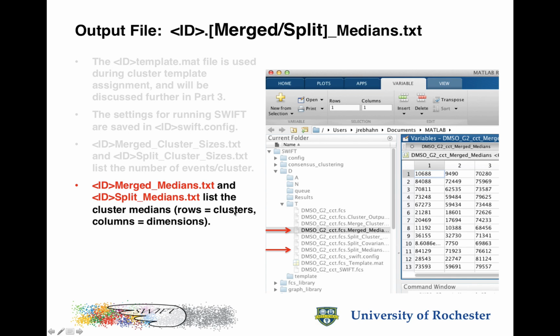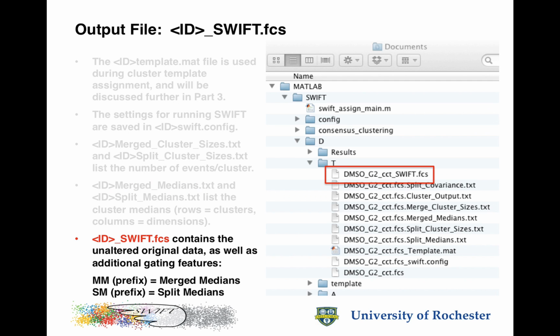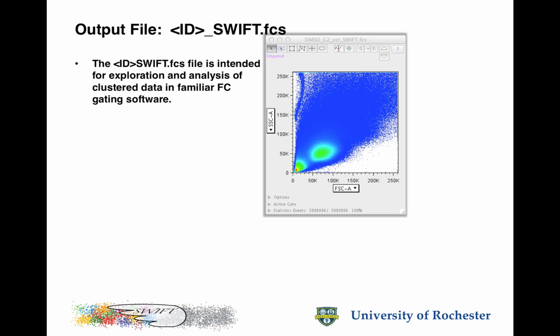So the rows are the clusters once again, and each column is a separate dimension showing all the medians of the clusters. The SWIFT.fcs file is a large file that contains the unaltered original data as well as additional gating features. It contains the merged median information for each cluster and the split median information, and those are provided as extra parameters for use in different flow cytometry analysis programs. And the way we do that is shown in the next couple of slides.